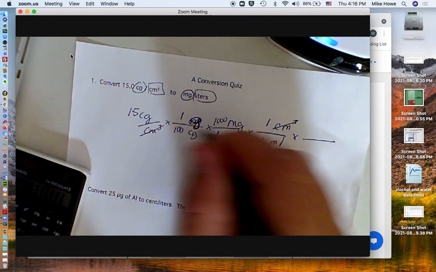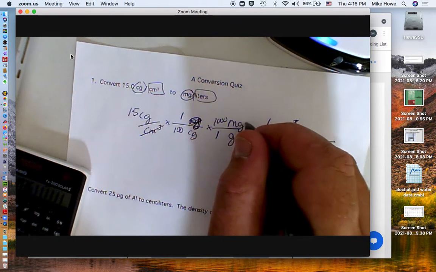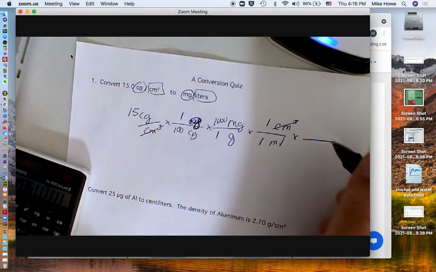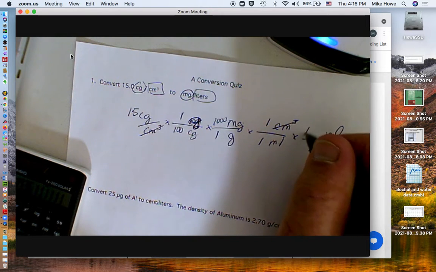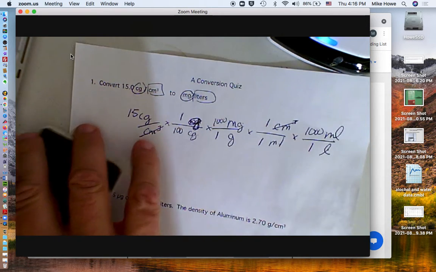Cubic centimeters cancel. So we have milligrams on top, and we have milliliters on the bottom, but we don't want milliliters on the bottom, so we put milliliters on top to cancel it and put liters on the bottom. This relationship is on our things list. 1 of these is 1,000 of those. Now you're ready to do the math.